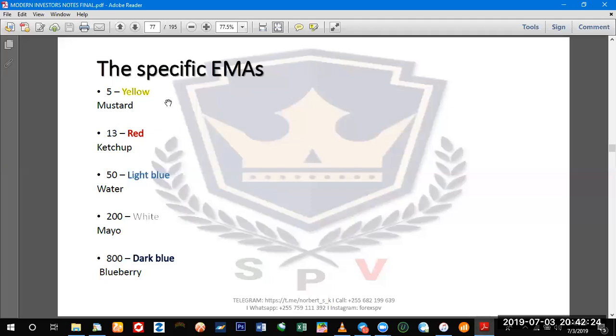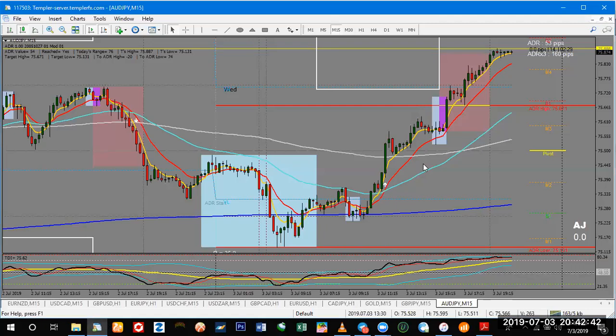The moving averages that we use: the 5 is yellow, it's called mustard. 13 is ketchup, it's red. 50 is light blue, it's the water. 200 is white, it's mayo. And you have the blueberry, the bigger one, the 800. So on our chart here, we have the 5 here, 13, this is the 50, this is the 200, this is the 800.